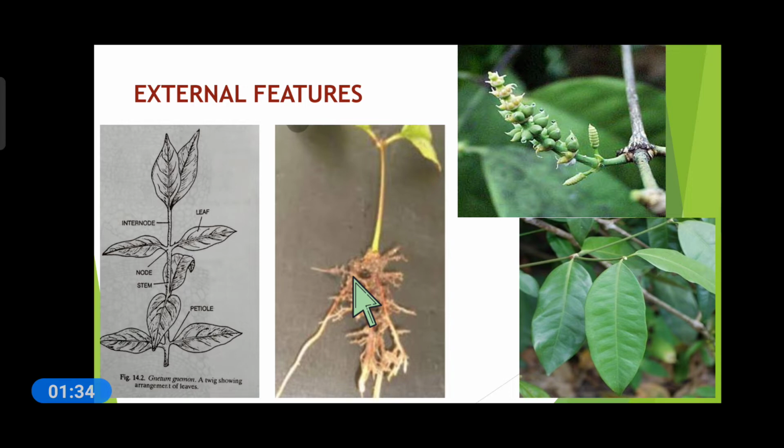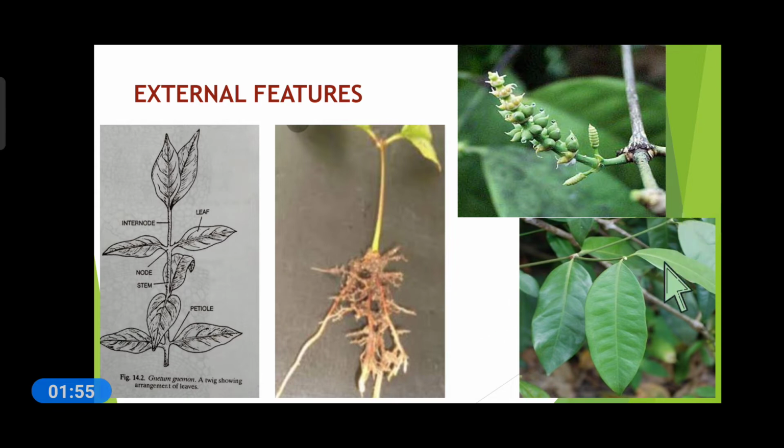Coming to the root, the primary root is usually a tap root, but this tap root will soon be replaced by secondary adventitious roots. Just like in angiosperm plants, the primary root is a tap root.